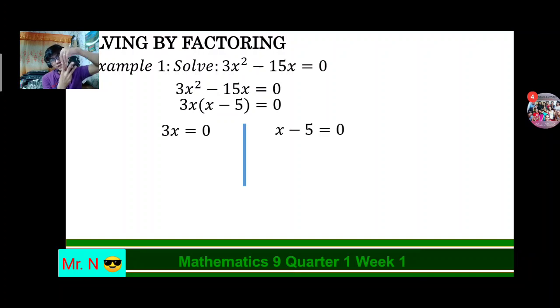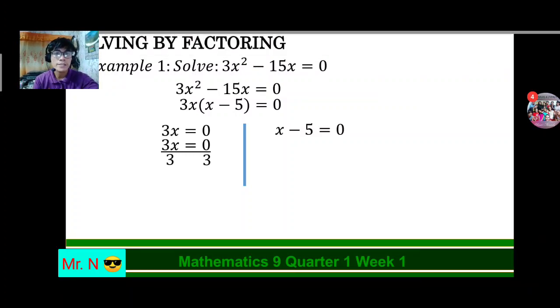Ulitin natin ha. Kailangan naka-standard form. Sunod, factor mo na. And then step number 3, zero product property, wherein you're going to equate each factors to 0. And step number 4, solve the resulting equation from step number 3. So 3x equals to 0. To find the value of x, all we need to do is cancel out the 3 beside x. And to do that, we should divide both sides by 3. Right? So, divided by 3. So, we have x is equals to 0. 0 divided by 3 is 0.